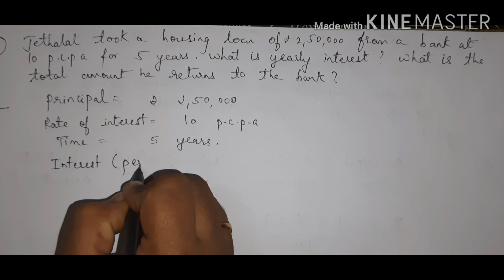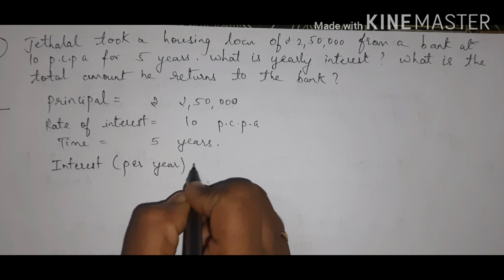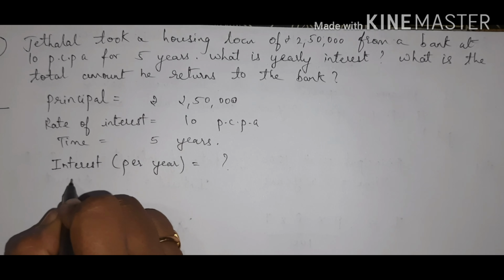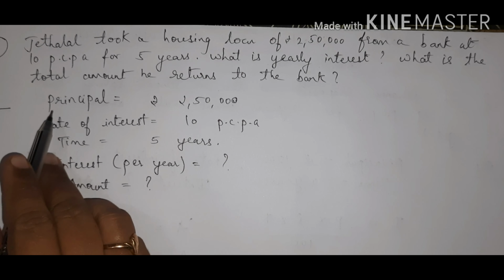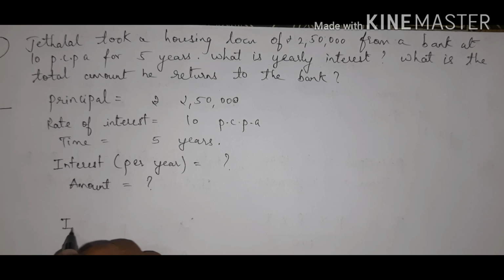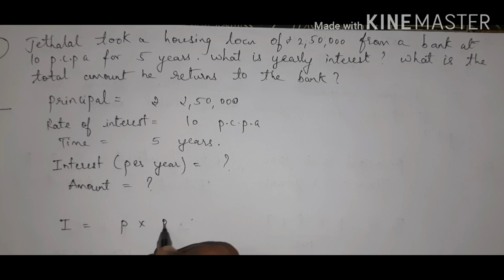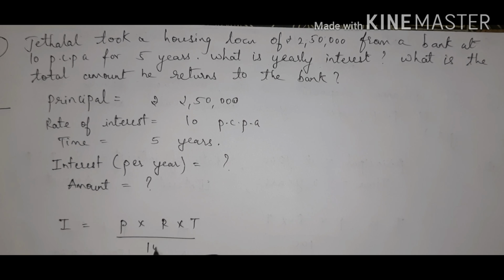First we'll find out the per year interest, that is, the 1 year interest, and then we have to find out the amount. So let us write the formula. Interest is equal to P into R into T divided by 100.